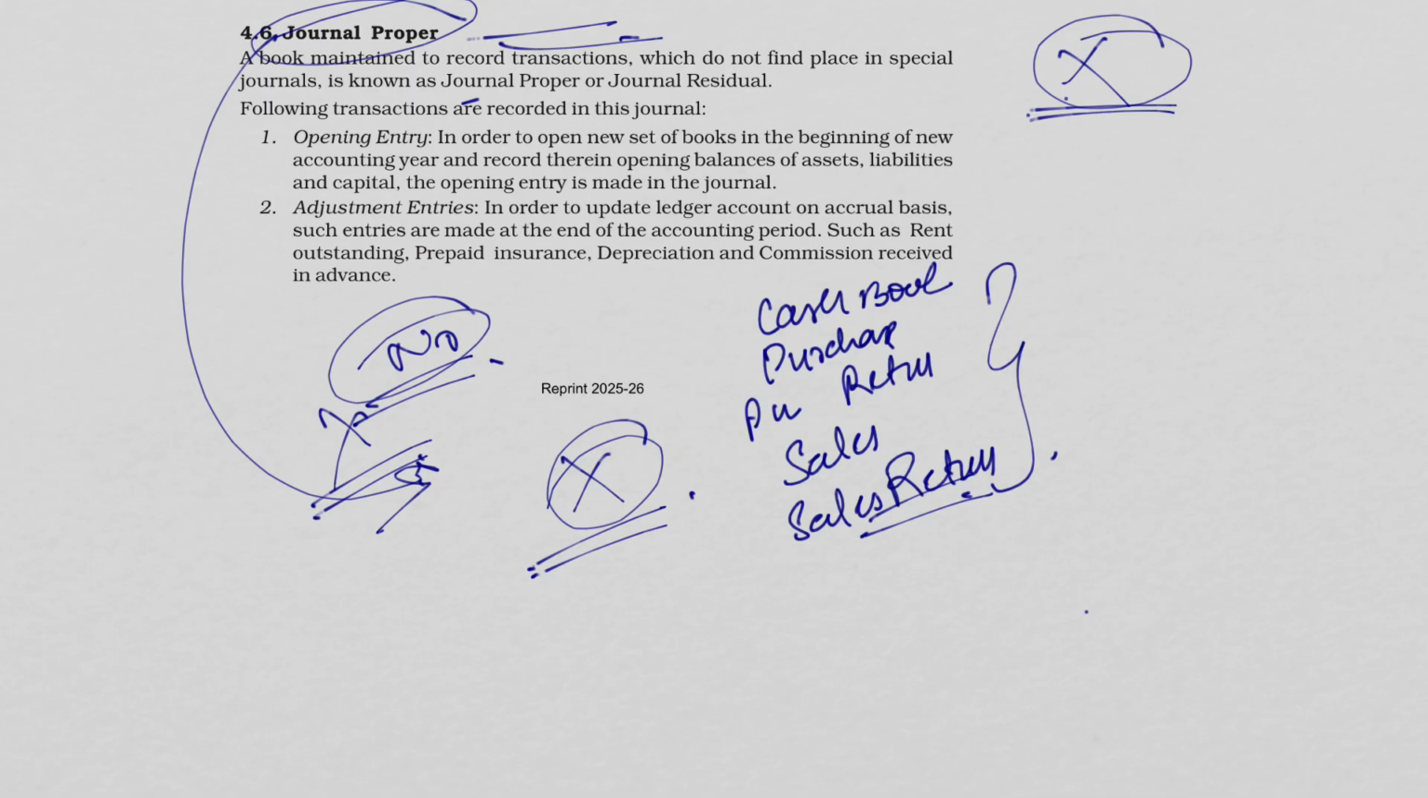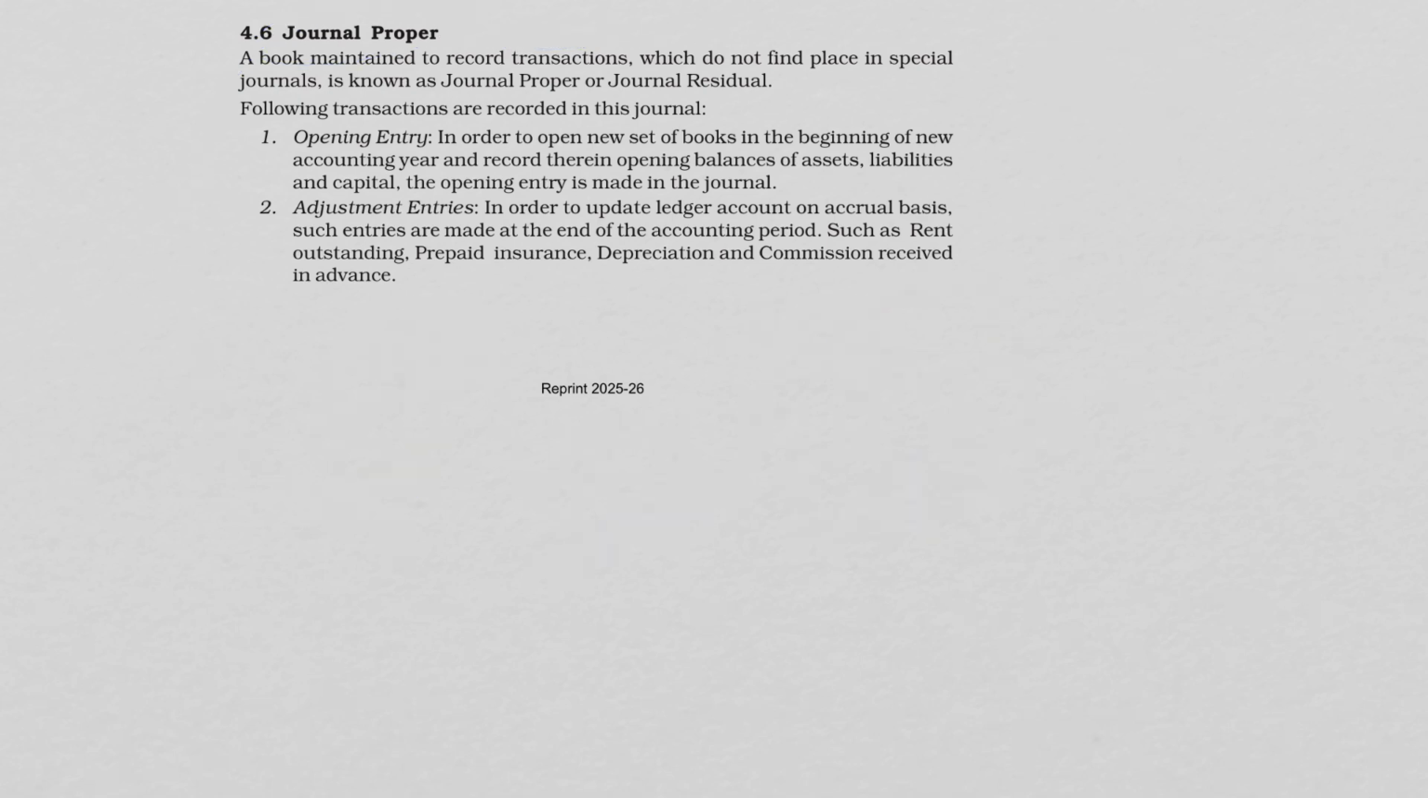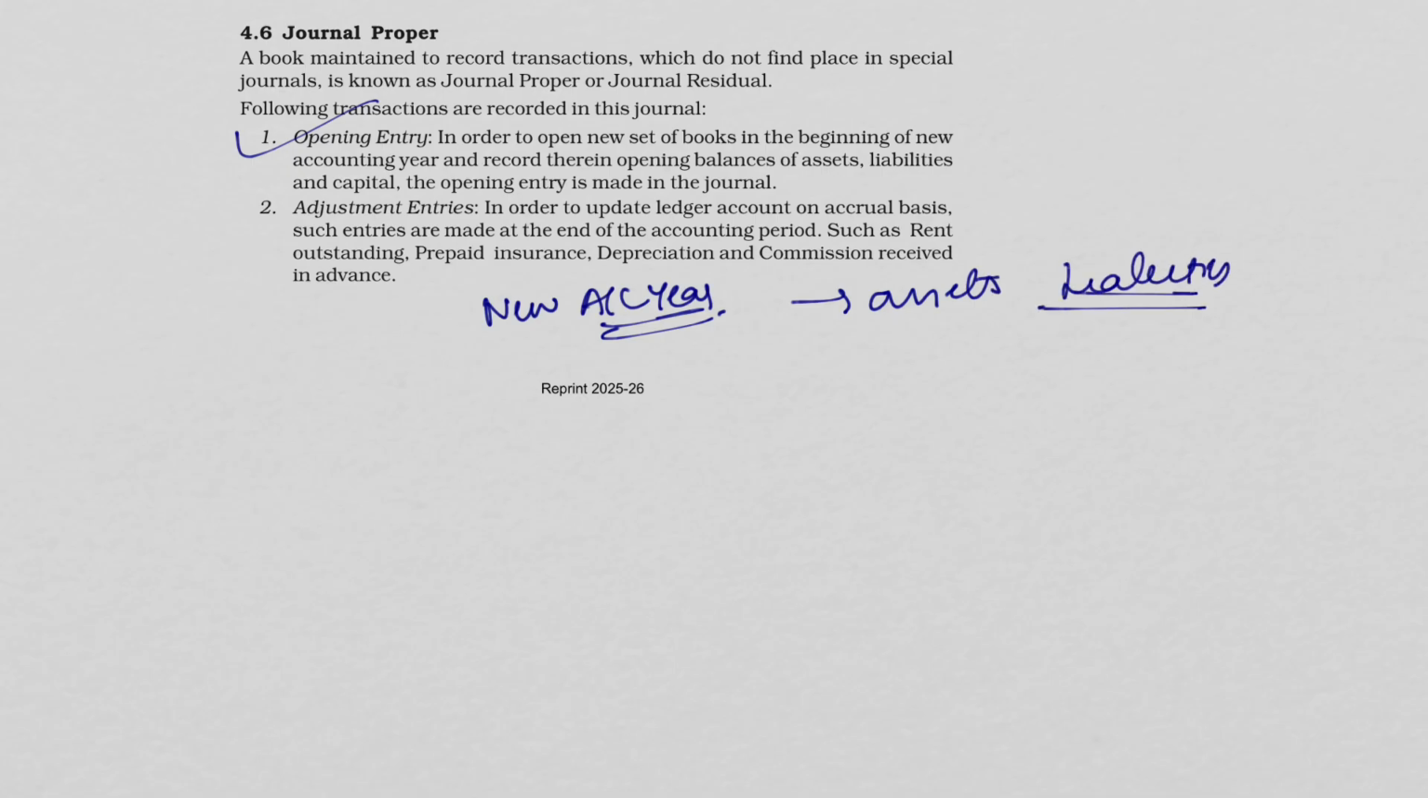Now, let us understand what type of transactions are recorded in journal proper. The first category is opening entries. Okay, so opening entries: at the start of a new accounting year, the business has certain assets as well as liabilities. These balances are brought forward from the previous year. So to bring these balances into the new books, we pass an opening journal entry.